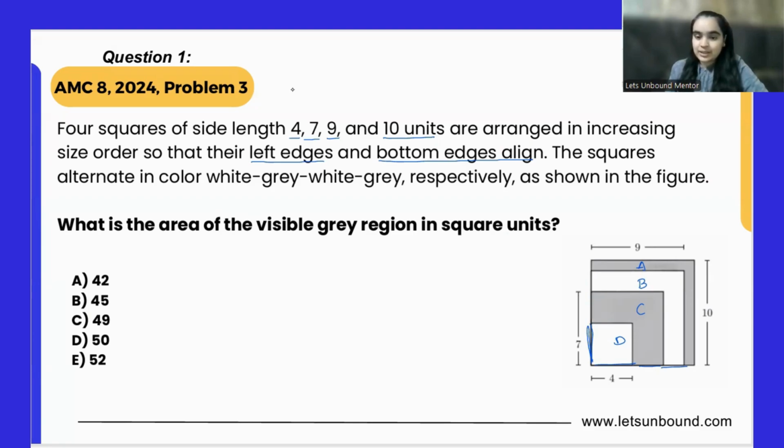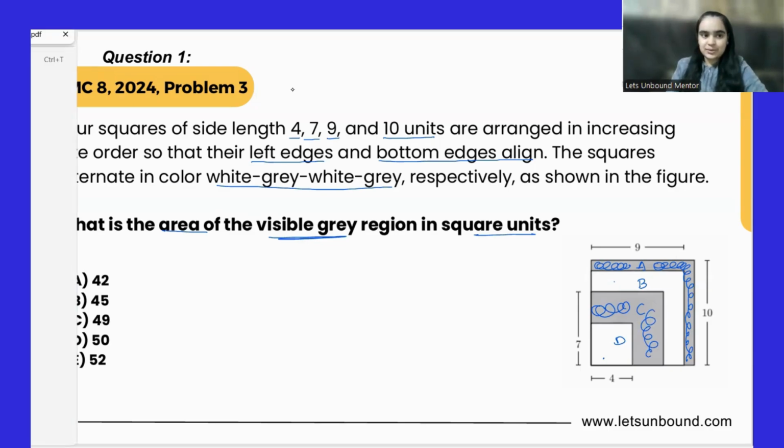Now, the squares alternate in color. In the starting, we can say white, then gray, then white, and then gray again. So they alternate in color as shown in this figure. And we need to find out the area of the visible gray region in square units. So we just need to find out the area of the gray parts. This one and this one.